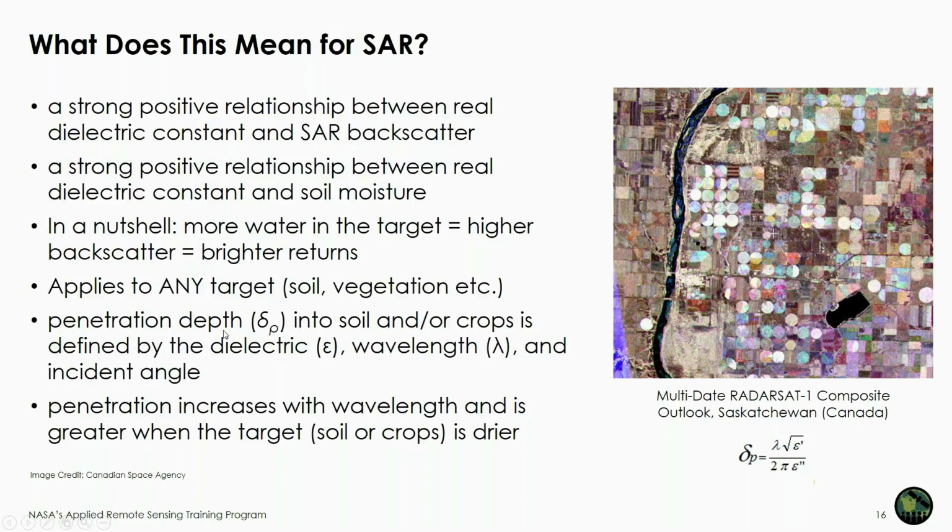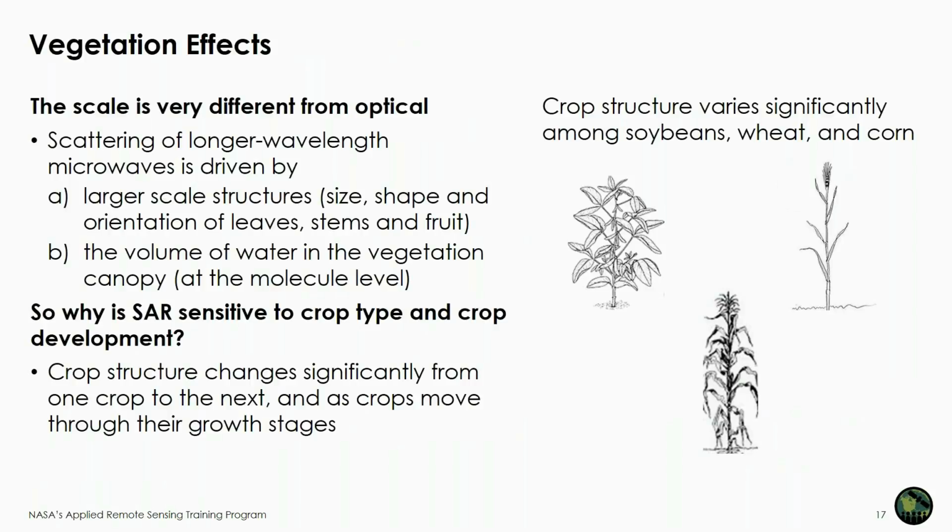We have to be aware of this concept called penetration depth, and that is defined in terms of how deep the radar wave penetrates into the soil and into the crops. And it's defined by this equation. So the penetration depth, or the depth at which a radar wave will penetrate into soils or crops, is directly related to both the dielectric and the wavelength, as well as the incidence angle. So penetration depth increases as the wavelength increases, and it's greater when the target, whether we're talking about soils or crops, is drier.